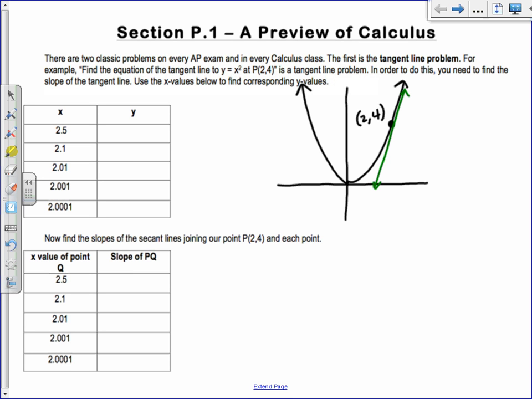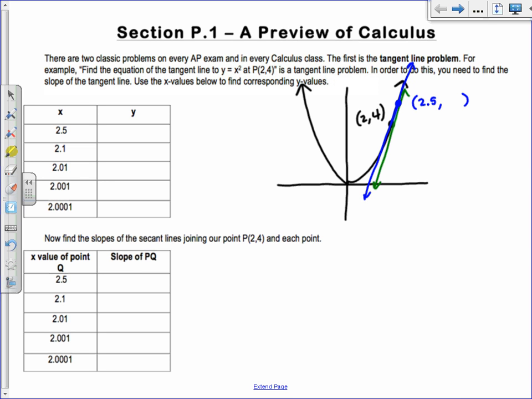Back in the day, when calculus was first created, they did something a little bit tricky. They couldn't just find the slope of a line using one point. We know that we can find the slope of a line using two points. So they took a point that was really close to (2, 4), so maybe 2.5, comma, something, and they connected those two points with a line. This is called a secant line.